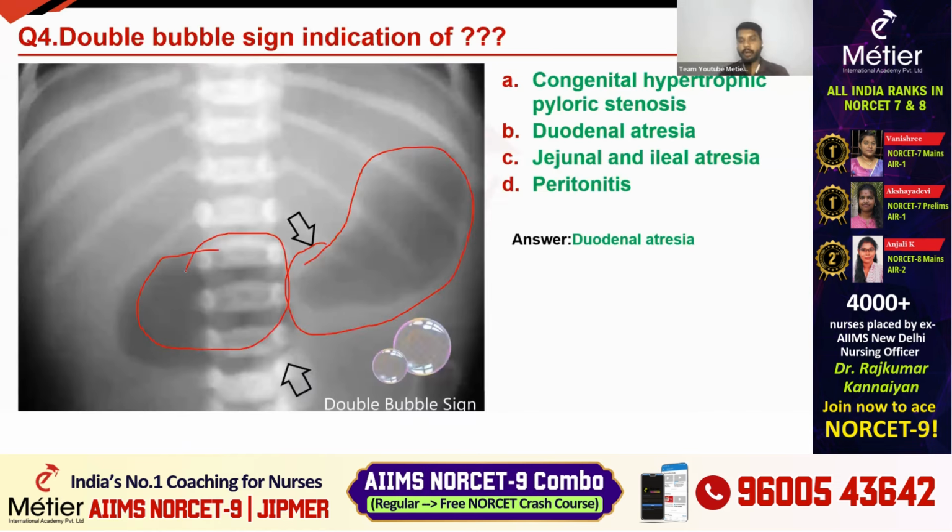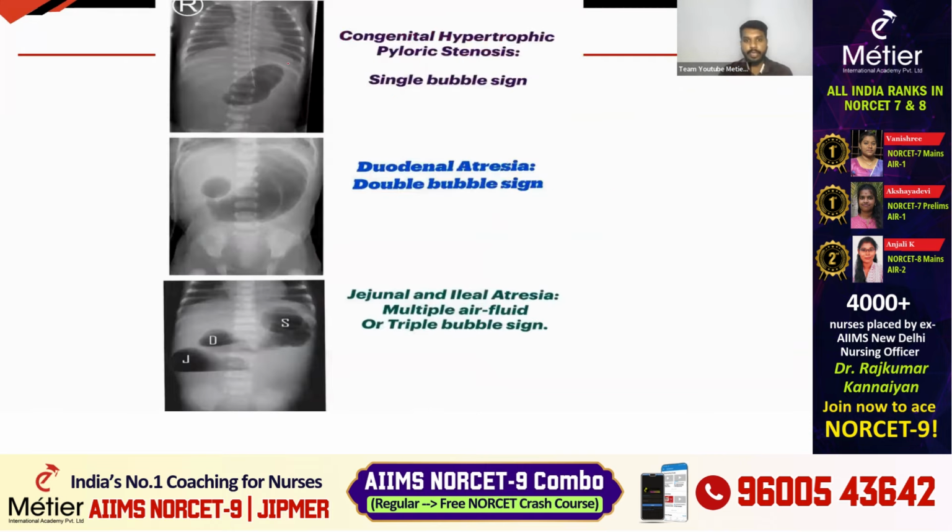Right? So how can we remember? We have single bubble sign, double bubble sign, triple bubble sign. Very easy. Easily we can remember. See, according to our question, double bubble. So duodenal atresia. Duo means two. So two bubbles we can expect. So duodenal double bubble sign. That is the one. So in the first condition, single bubble sign, single stenosis. So pyloric stenosis. Yes, remember it is single bubble sign, right? Pyloric stenosis, single bubble.